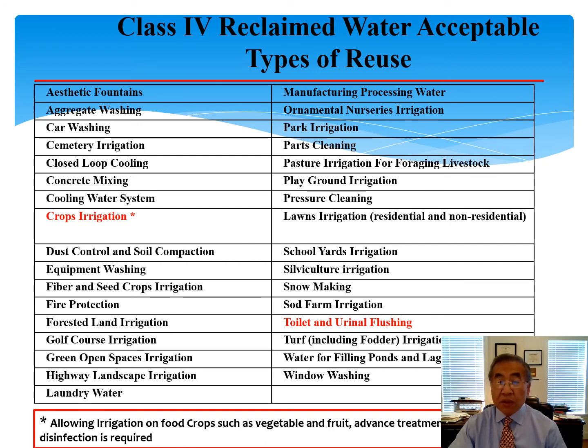Also outlined here is toilet and urinal flushing, which allows you to flush the toilet, not in a single home, but in a community apartment complex or commercial building. You have a certified plumber to take care of the system. We don't want toilet flushing in a single home because young children can go to the toilet and contact the toilet water. We want to avoid a public health risk.